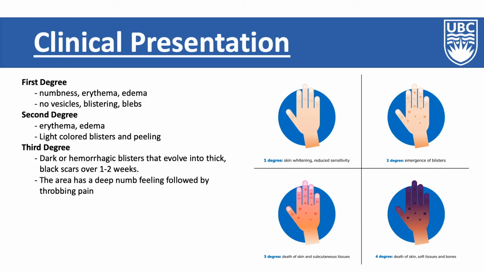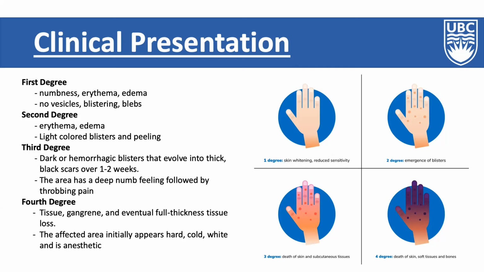Also important to note, third degree involves all layers of the skin and can cause permanent tissue damage. There are also dark hemorrhagic blisters that can evolve into thick black scars. Lastly, fourth degree. In this stage, patients complain of significant joint pain.